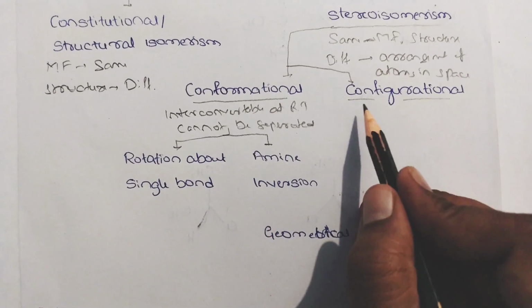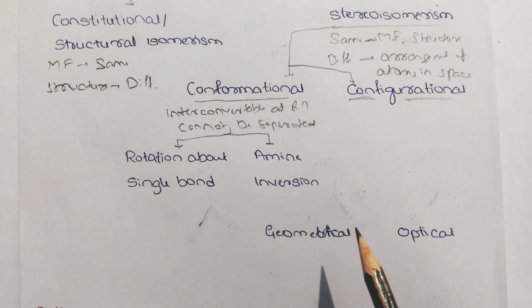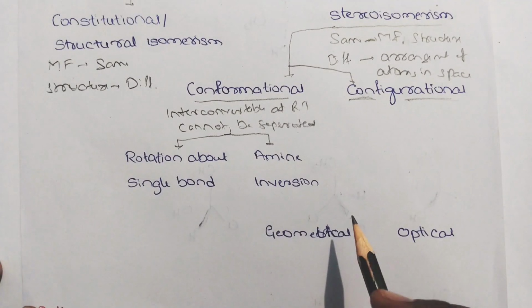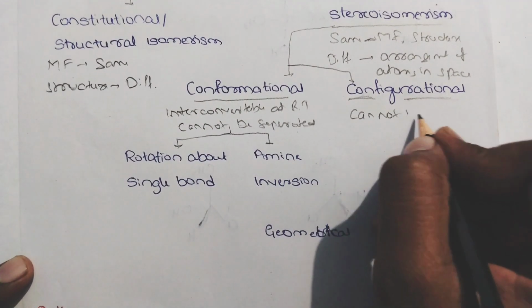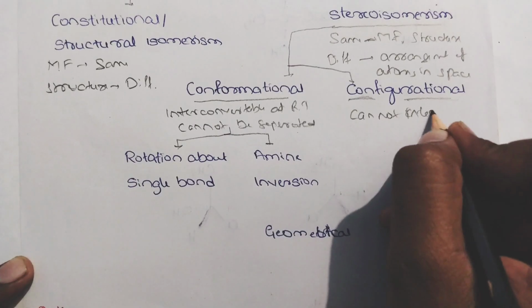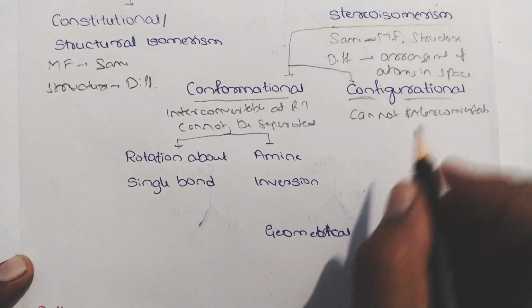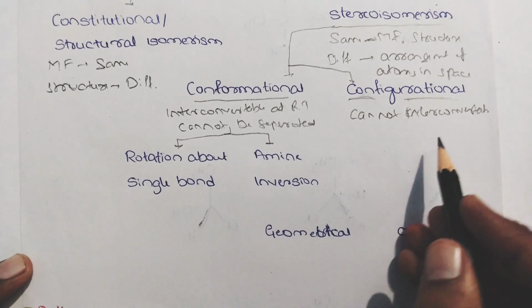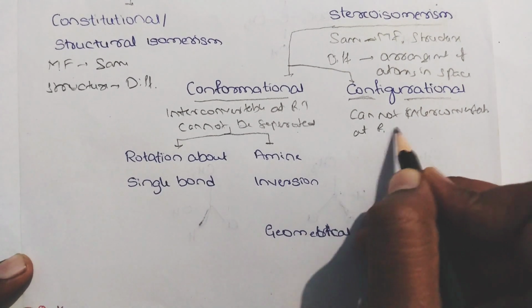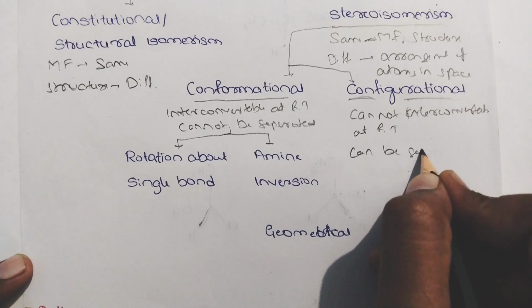Okay, then the next one is configurational isomers. Configurational isomers cannot be interconvertible. The isomers which cannot be interconvertible at room temperature can be separated.